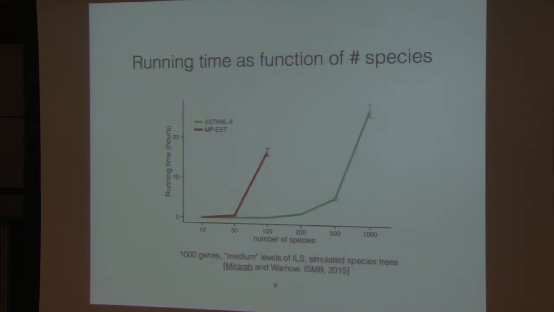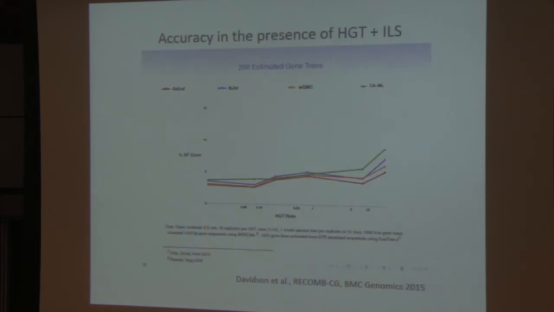And it's fast. So it can complete this 24-hour analysis, and it can run on 1,000 species and 1,000 genes. And this was an early version of Astral. It's actually a lot faster now. It can also handle other causes for gene tree discord, including horizontal gene transfer. It's still the most accurate of all the methods. This is, Astral is in red, and the y-axis is as you increase the amount of horizontal gene transfer. So you have 2 causes for gene tree discord, and Astral is still better.